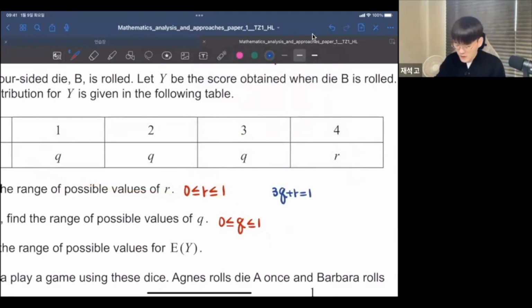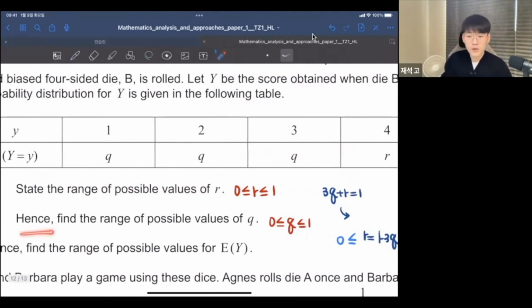Now that we know the range of R here, let's change this to R. So R becomes 1 - 3Q. 1 - 3Q is greater than or equal to 0 and less than or equal to 1. This is also something we need to consider now. So we know the range of R and we need to use this. Hence, it came out like this.